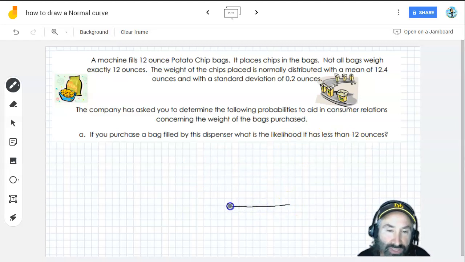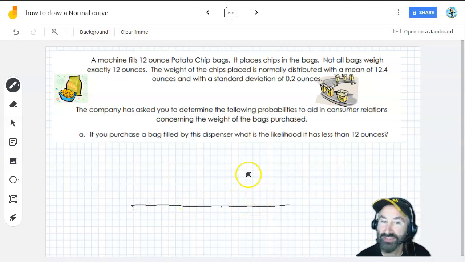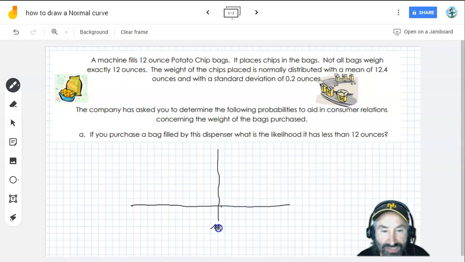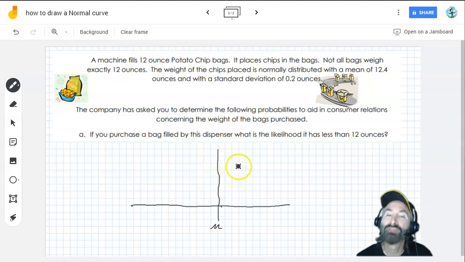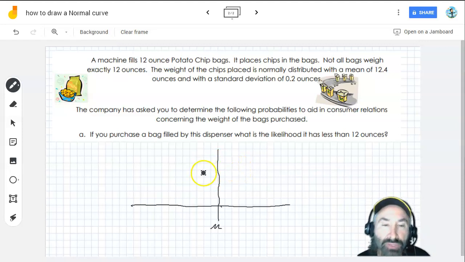So if we believe that the weight of the bags of potato chips we get out of this machine is normally distributed, I'm going to put my x-axis down, and then I'll put the line where I believe my mean is. I'm going to designate the mean with the Greek letter mu. That's because the normal model itself is a model. It's not a sample, and it's really not even a population. We use it to model what we believe would be true of the underlying population.